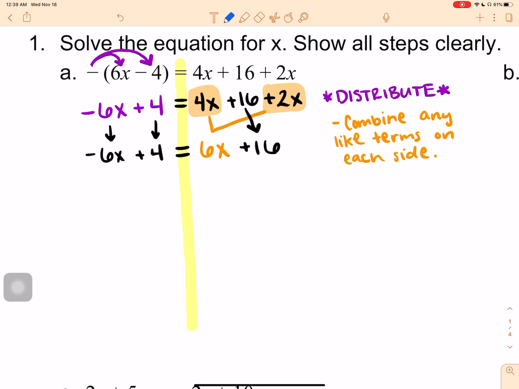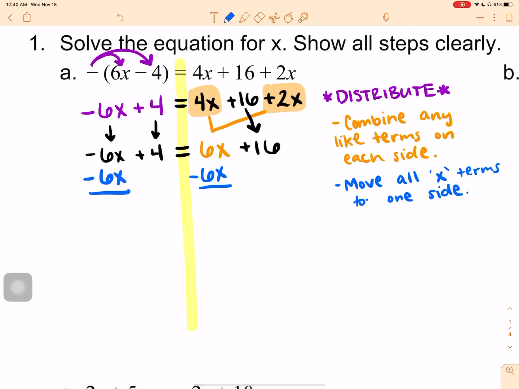So now your next step is to move, and you could really switch the next two steps if you wanted to, but what I like to do first is move all the x terms to one side. Okay, so it does not matter which side you move them to. I think most of you generally default to moving them over to the left side, so I'm going to go ahead and do that here. I'm going to move this 6x over to the left. Since that is a positive 6x, I need to subtract the 6x to move it over.